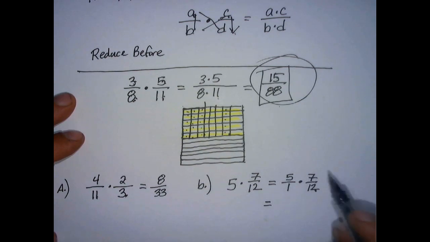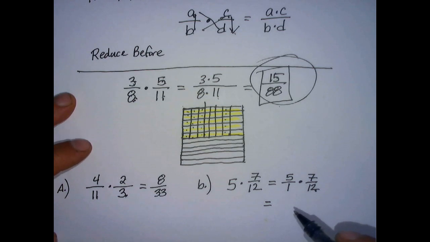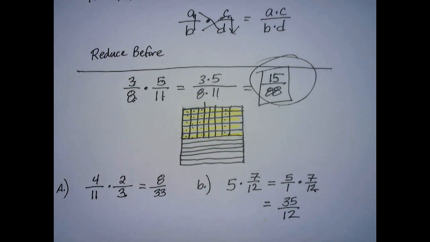5 times 7 is 35/12. Wow. Now, a lot of questions on this one. How do I answer? Can I leave the answer in an improper fraction, or do I have to go to a mixed number?